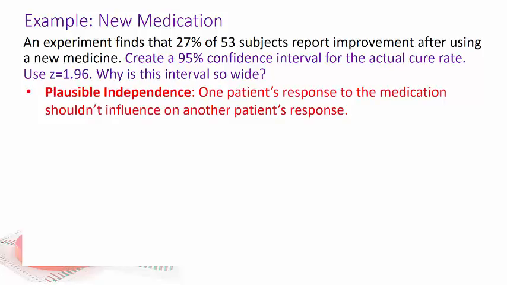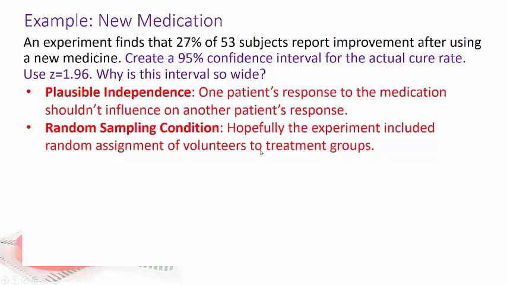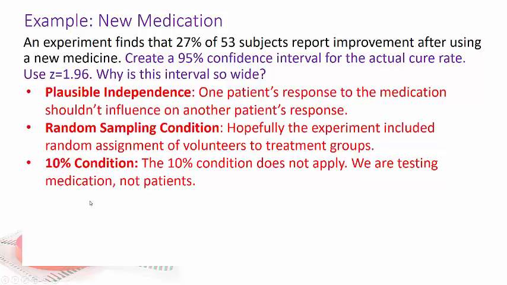Conditions. Plausible independence. One patient's response to the medication should not influence the other patient's response. Hopefully, they also use placebos just to get rid of that effect. Random sampling condition. Hopefully, the experiment included random assignment of volunteers to treatment groups, and honestly, hopefully those treatment groups included a placebo. 10% condition. The 10% condition does not apply. We are testing medication, not patients. So we don't have to, and even if we were worried about it, this would definitely fall less than 10%.